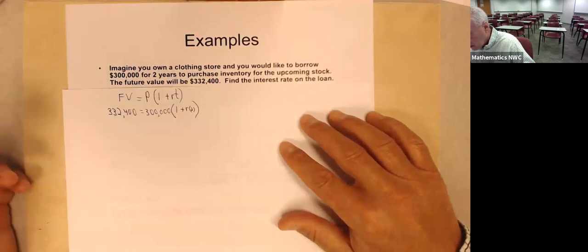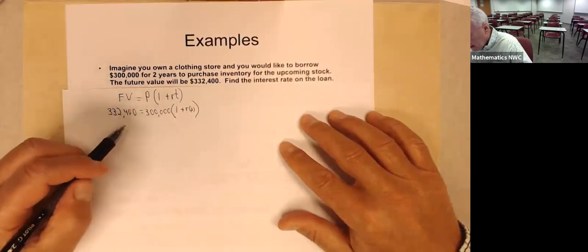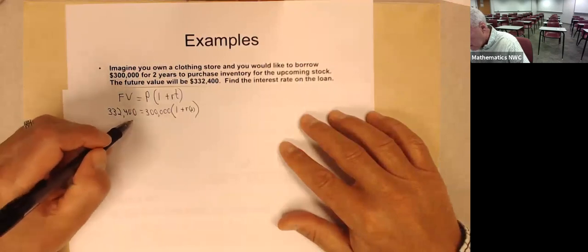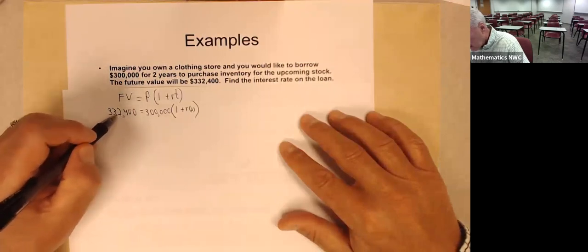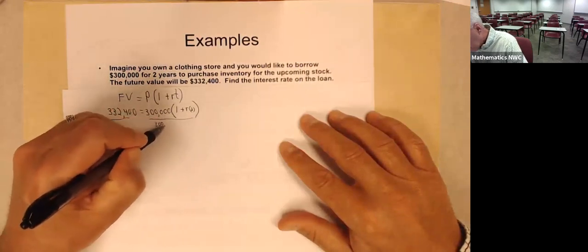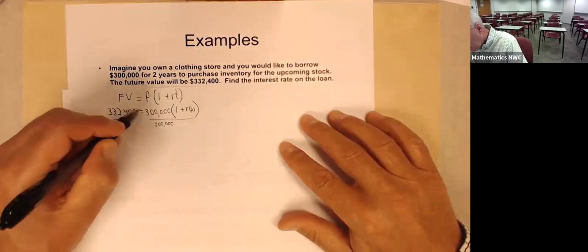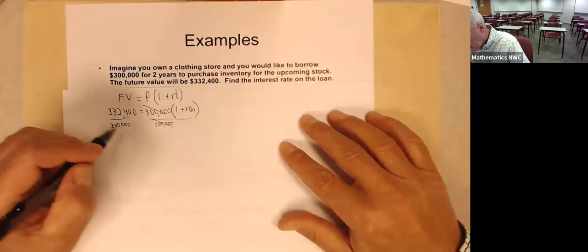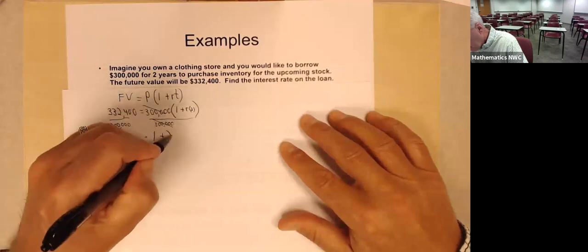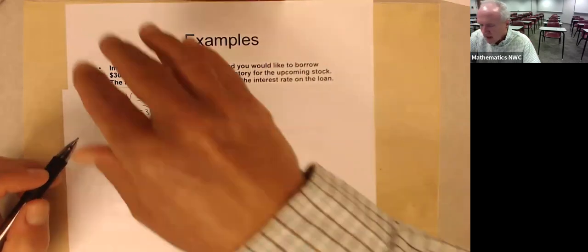Now we got to do some Algebra 1 basic skills. First thing I would probably do is to divide everything by 300,000. So I'm going to take 300,000, divide it into both sides. Those would cancel, and I would be left with 1 plus 2R.